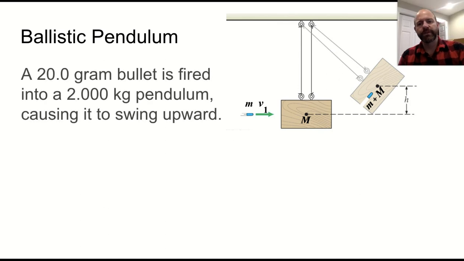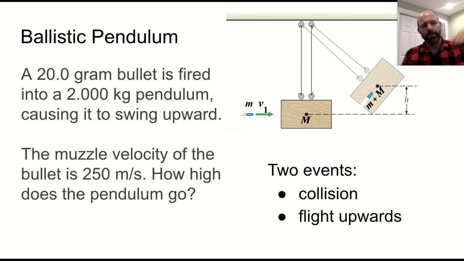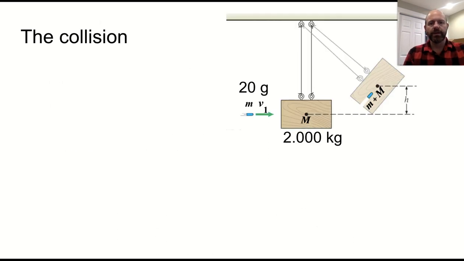So we can solve one of those problems like this. A 20-gram bullet is fired into a 2-kilogram pendulum, causing it to swing upward. We know we're going to start with something we know on this side. The muzzle velocity of the bullet is 250 meters per second. How high does the pendulum go? Well, again, two events. There's a collision followed by the upward swing. In the collision, momentum is conserved.